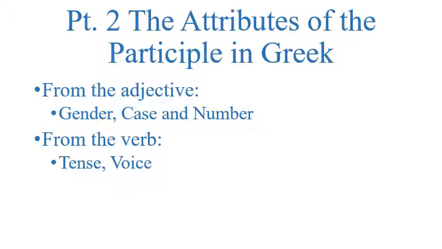With those basics of the participle down, we need to look at the attributes of the participle in Greek. And just as I said, it gets some parts from the adjective and some parts from the verb. From the adjective, it gets gender, case, and number. From the verb, it gets tense and voice. And in part two, we're going to look at each of those aspects.